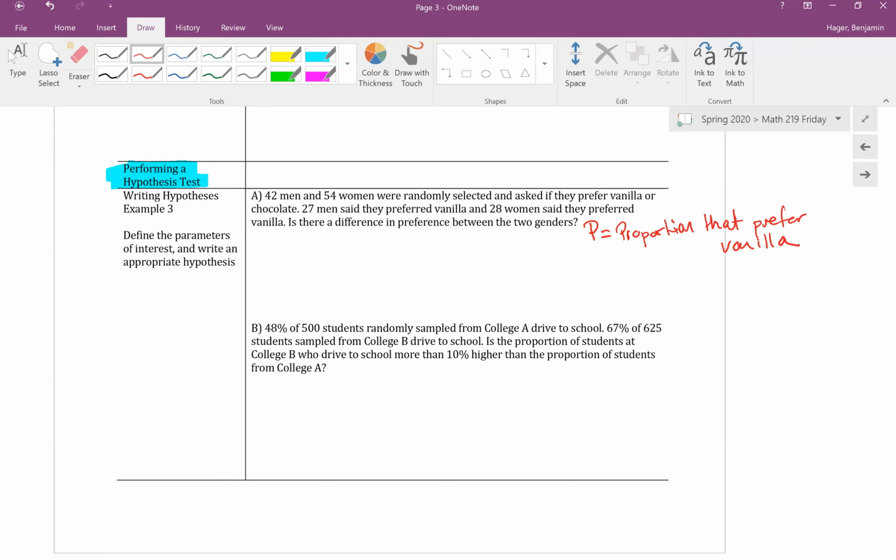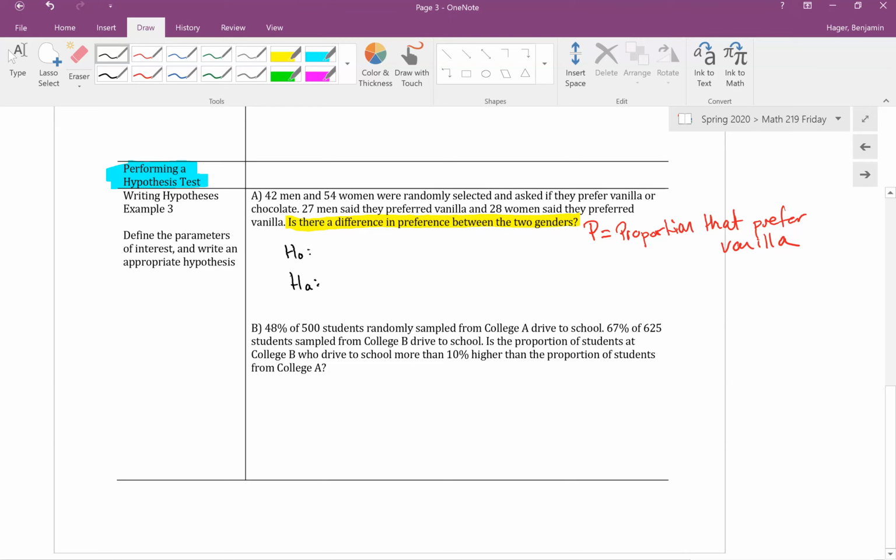And so we're doing a hypothesis test now, right? It's not asking us to estimate a number. It's asking us basically a yes or no question. Is there a difference in the preference between the two genders? So is there a difference among men and women and their preference for vanilla ice cream? Okay, so let's write out the null and alternative hypothesis for this test.